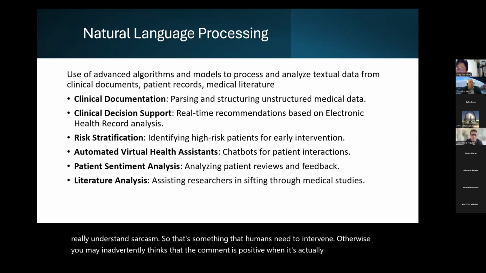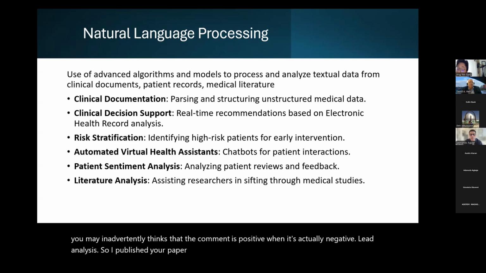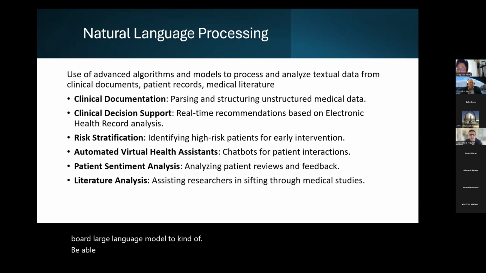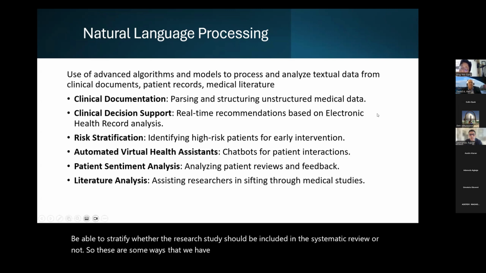Lead analysis. I published a paper using BERT. What we did was use the chatbot large language model to stratify whether a research study should be included in the systematic review or not. So these are some ways that we have used natural language processing and large language models.